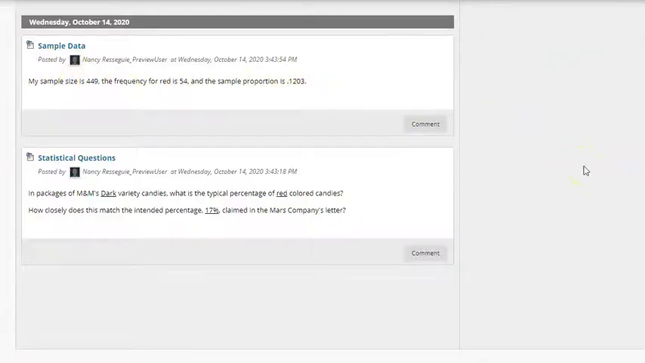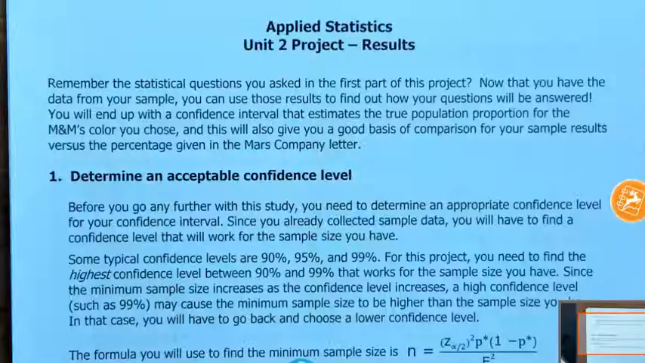The reason I had you post those things in your blog is that you're going to use some of those numbers in the assignment for this week, which is the results assignment. I'm going to go through this results assignment with you using my example numbers so that you can better understand what to do with this one.